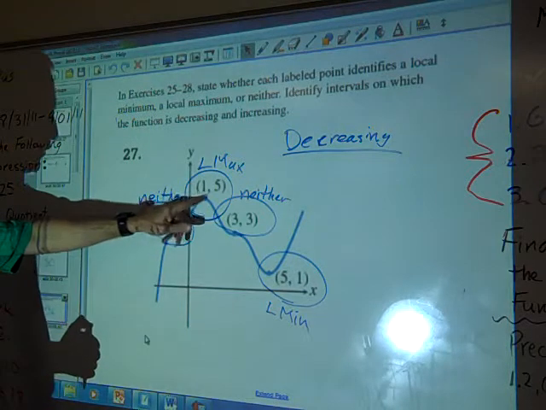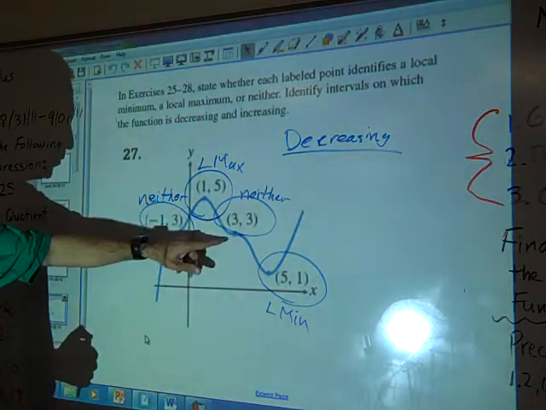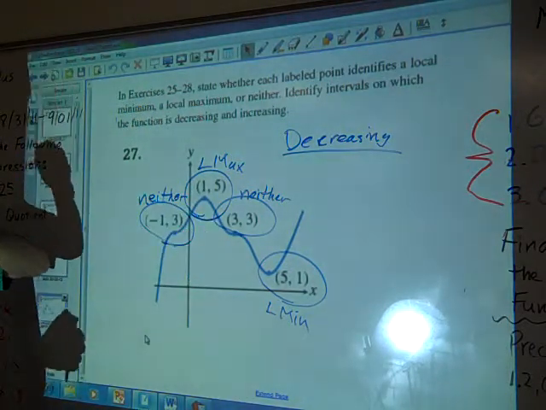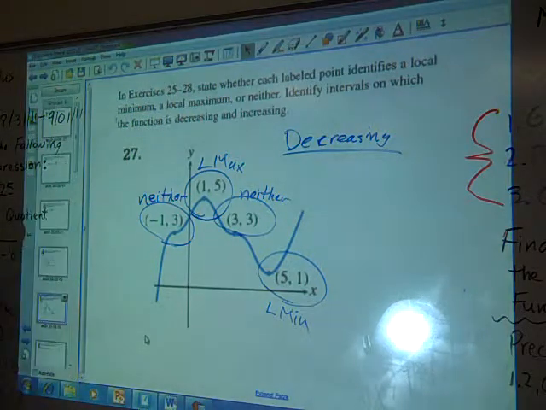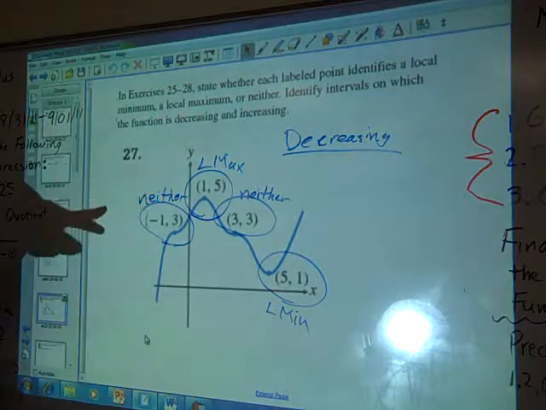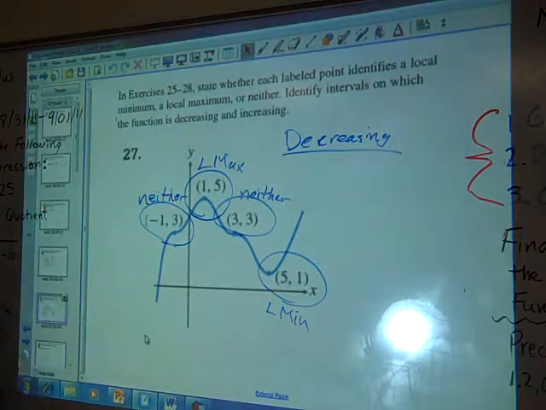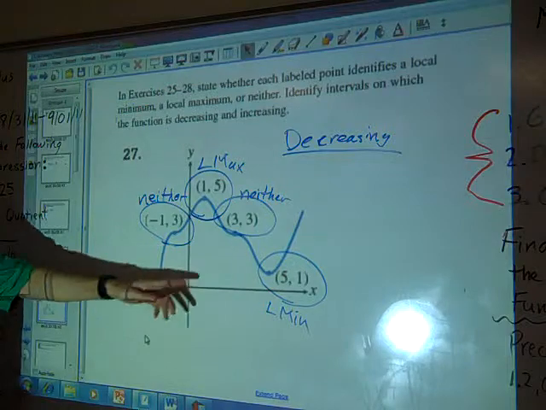Okay, it decreases there, and I have a question. You know that part, it isn't going all the way down, it's just kind of leveling off a little bit. Do you count that in there?